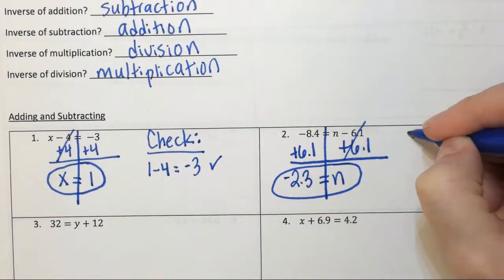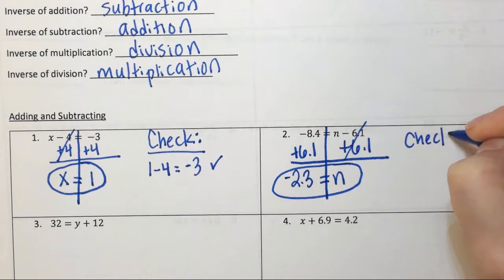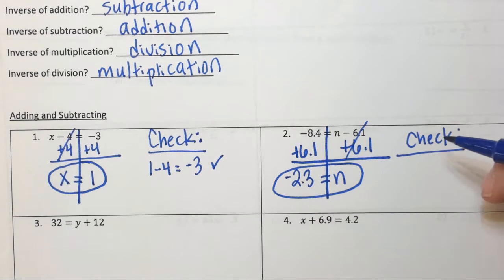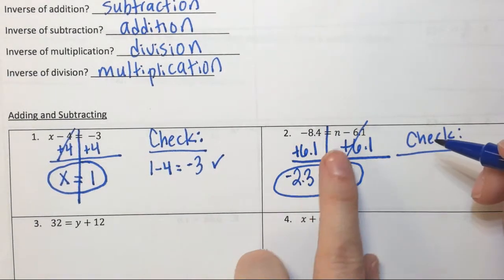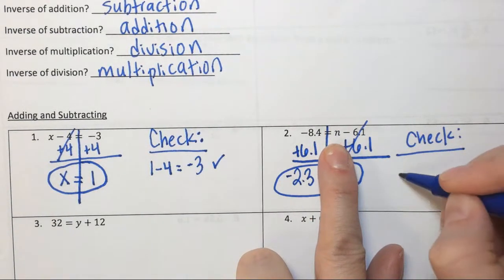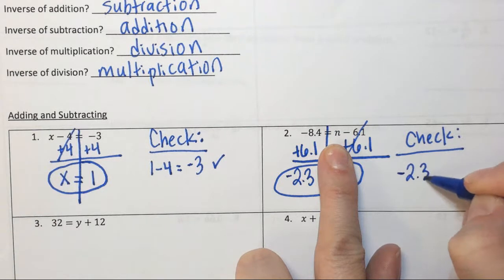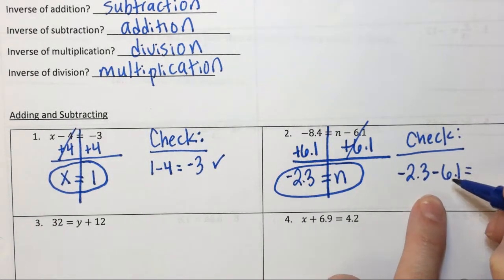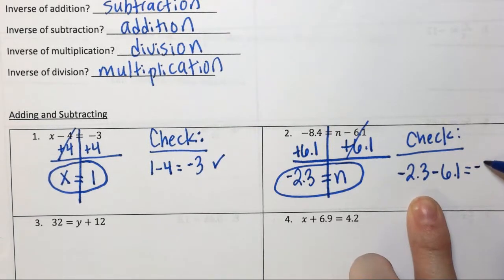So again, if I want to check, I want you to at least write down a few checks in your notes so you remember how. I take this negative 2.3 and I plug it in for the n. Negative 2.3 minus 6.1. And I can use my calculator. You should get negative 8.4. So that means I'm correct.